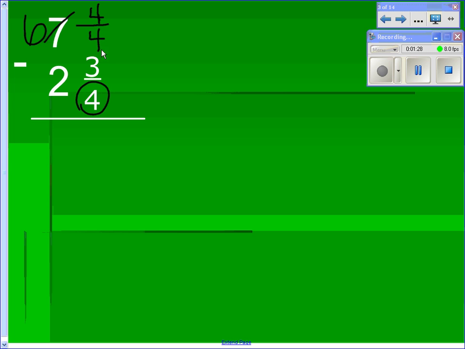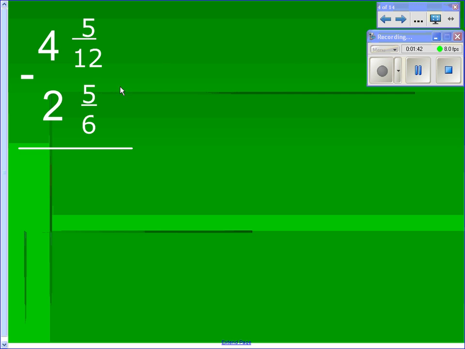So now we can subtract. 4 minus 3 is 1, keep the denominator. 6 minus 2 is 4. 4 and 1/4 is the answer. Okay, next one. We have 4 and 5/12 minus 2 and 5/6.